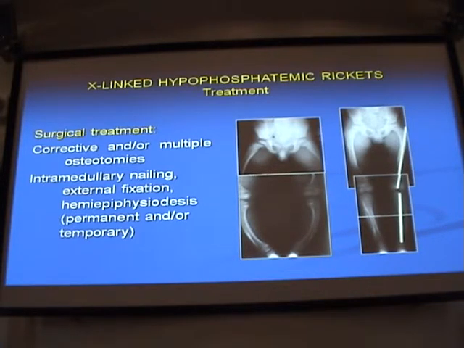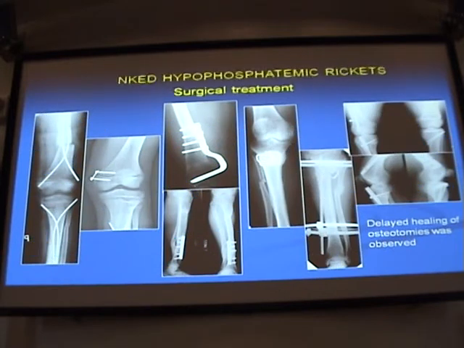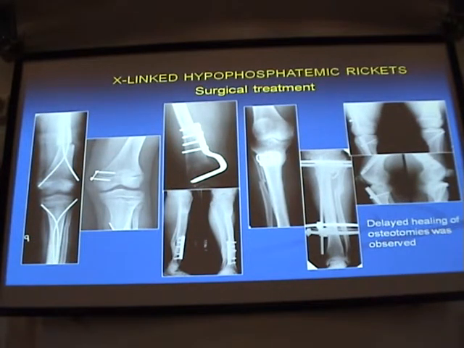Surgical treatment is indicated in severe bone deformities. We carry out corrective and/or multiple osteotomies. We use different types of intramedullary nailing and external fixation. In the last years we used so-called hemiepiphysiodesis. You see some examples of surgical procedures.